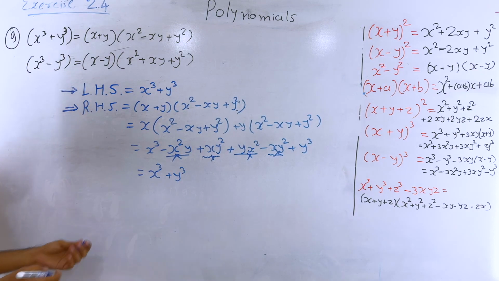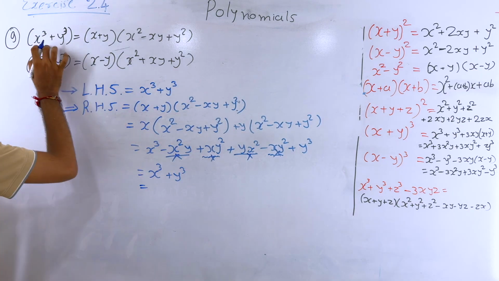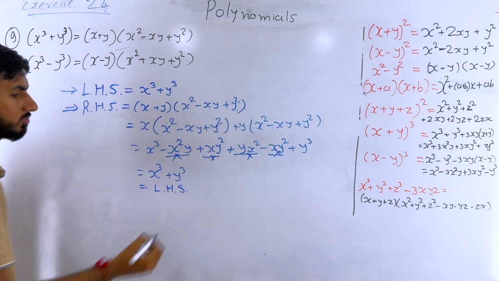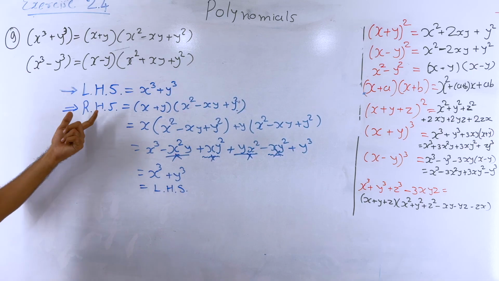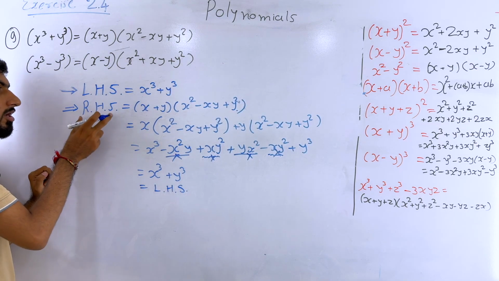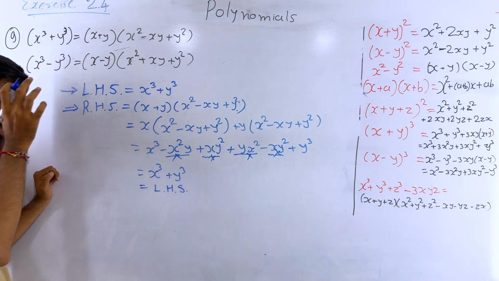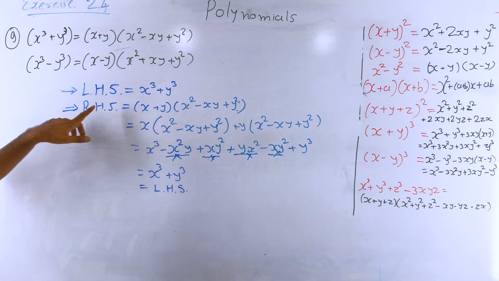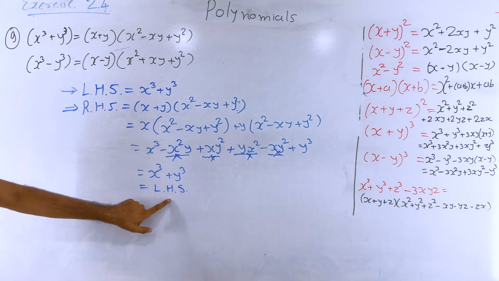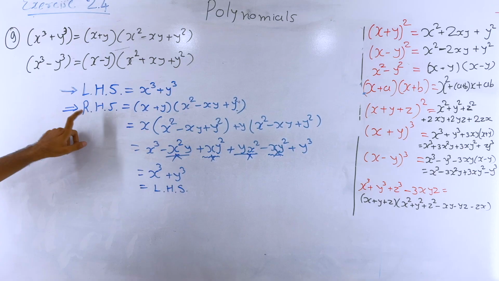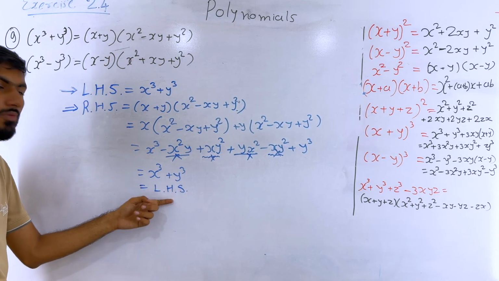Very easy, right? So this is my left hand side, so I can write is equal to left hand side. So this is the method of proving anything. You have to start with either side. You can start with the right hand side or left hand side, simplify the expression, and you have to get the answer as the other side. If I start with the left hand side, my answer should come as the right hand side. I have started with the right hand side, so my answer is the left hand side.